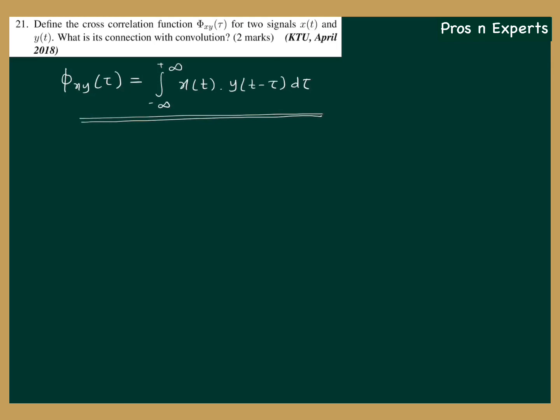I think you can analyze it very simply because for tau equal to 0, phi xy of 0 will be equal to integral x of t into y of t dt. Okay, what does that indicate? That means we are multiplying signal x of t and y of t, or we are finding the similarity between signal x of t and y of t. Actually, before that, what is actually the concept of cross correlation?